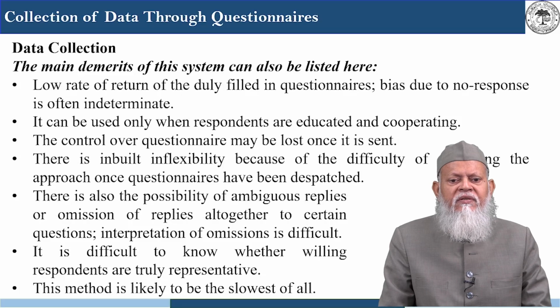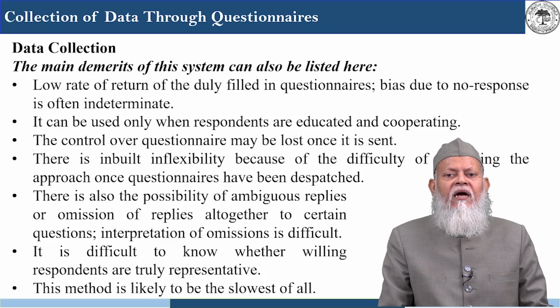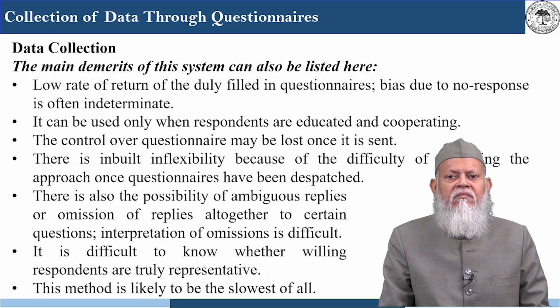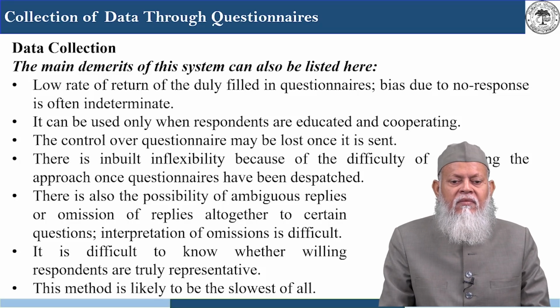The main demerits of the system can also be listed here. Low rate of return of the duly filled questionnaires. Bias due to non-response is often indeterminate, because many people would sit over the questionnaire and they would never respond, because there is nobody who can force them or request them and urge them to fill up the questionnaire and return it.